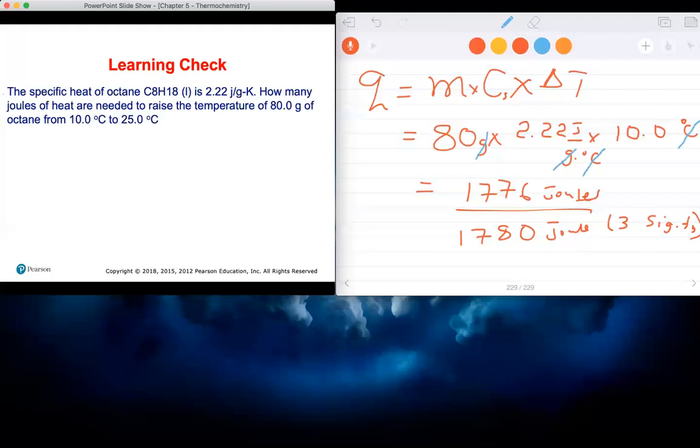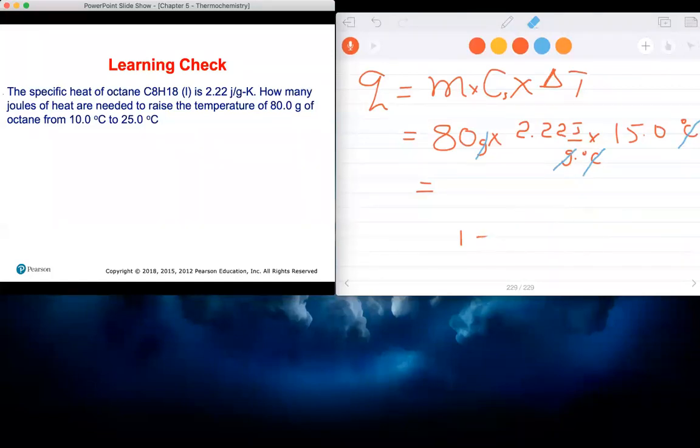Why is it 10 degrees Celsius? It should be 15, I'm sorry. Yeah, you're right about that. It should be 15. This is just overdrive. This is 15 right here: 25 minus 10. So that means it will change my equation here. Thank you.